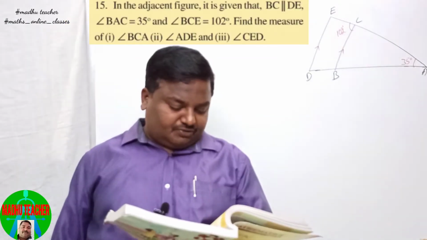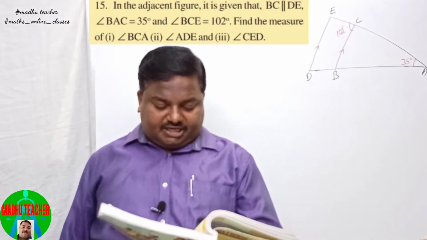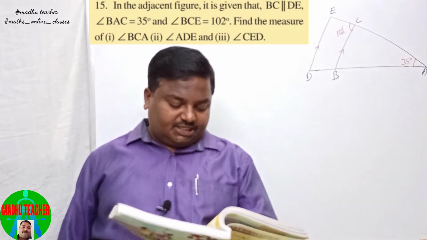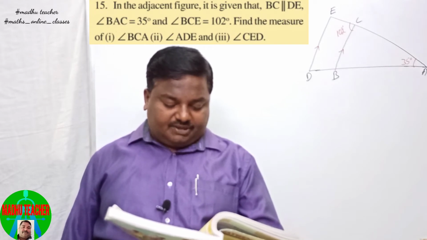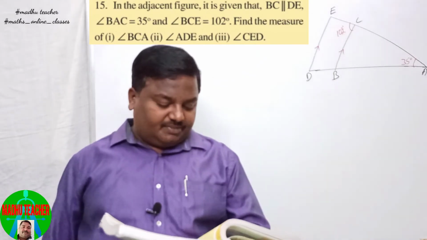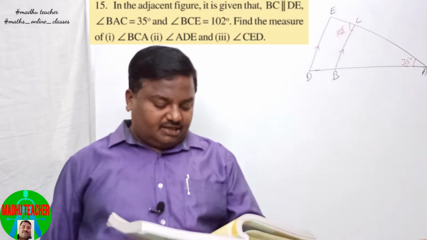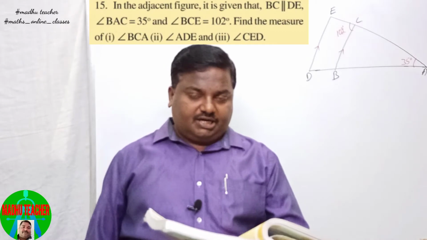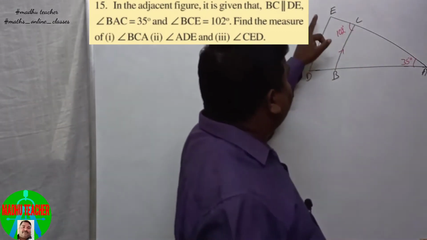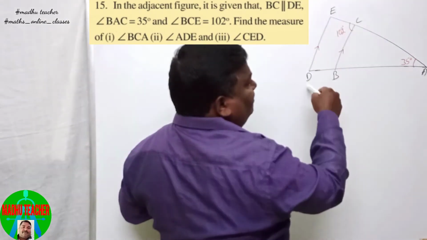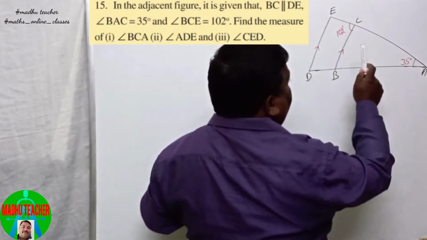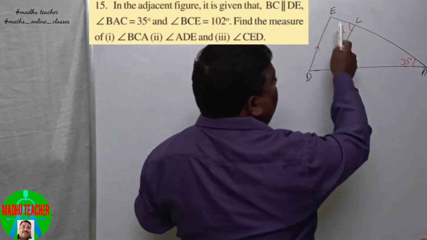Next, the 15th one is: in the adjacent figure it is given that BC is parallel to DE, angle BAC equals 35 degrees and angle BCE equals 102 degrees. Find the measure of angle BCA, angle ADE and angle CED. So in this figure BC is parallel to DE, these two are parallel, and angle A equals 35 degrees, angle BCE equals 102 degrees.